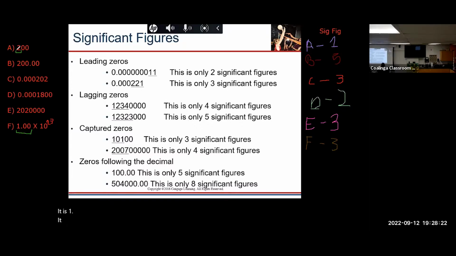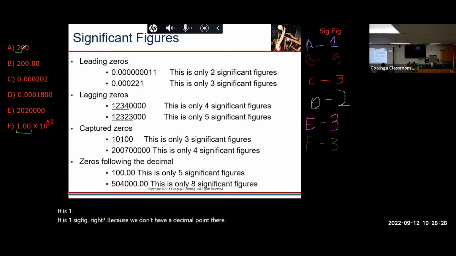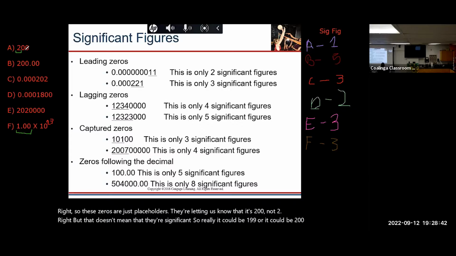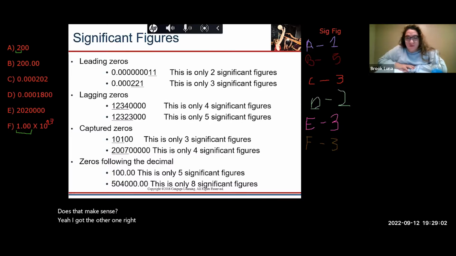It is 1 sig fig, right? Because we don't have a decimal point there, so these zeros are just placeholders. They're letting us know that it's 200, not 2, but that doesn't mean that they're significant. So really, it could be 199, or it could be 206. We really wouldn't know because they have those zeros there. Okay. Does that make sense? Yeah. Yes. I got the other one right that was like that, and I got that one wrong, so I get it now.